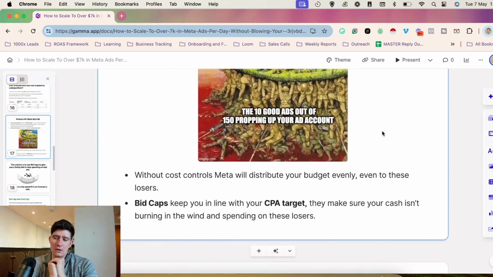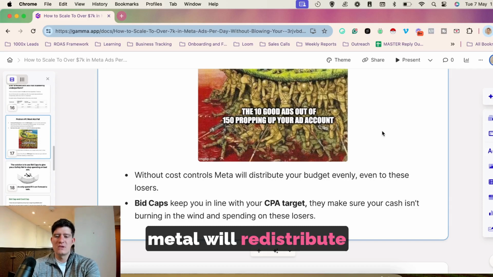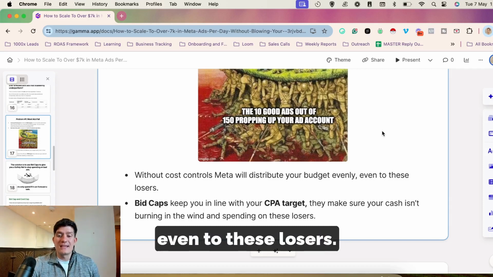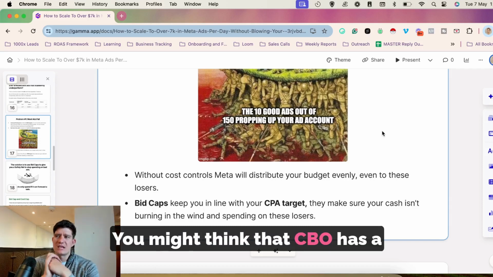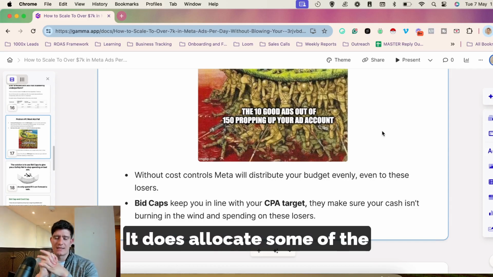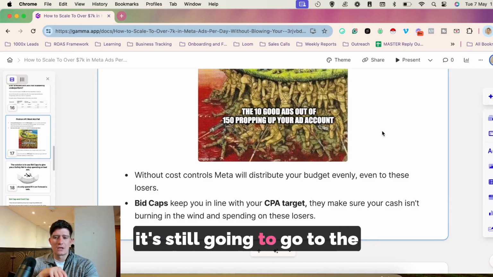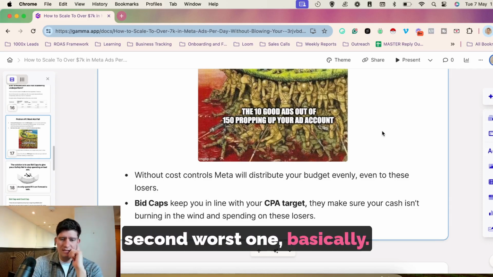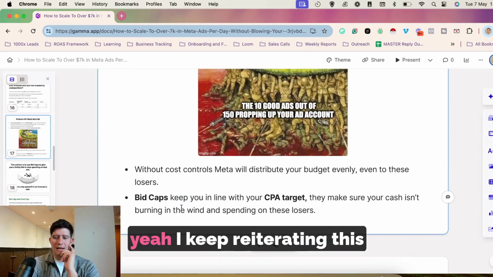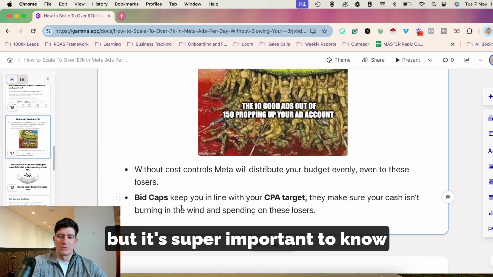A problem with this is that without cost controls, Meta will redistribute your budget evenly, even to these losers. You might think that CBO has a little bit of an element in that, which is fine. It does allocate some to the best performers. But again, if it can't find sales, it's still going to go to the second worst one.